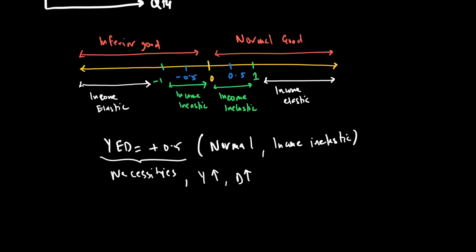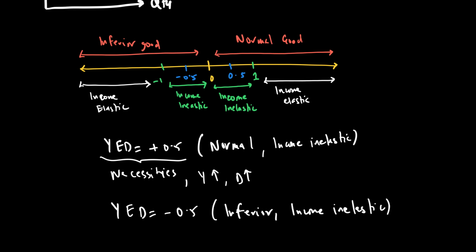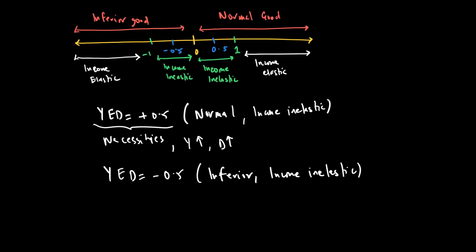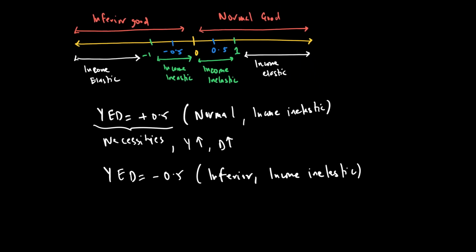But if the value is again minus 0.5, this means it's a normal good. I'm sorry, this means it's an inferior good, which is also income inelastic. Again, this is a kind of good which comes under a category where your income goes up, you demand less of the good and probably go to a better substitute.